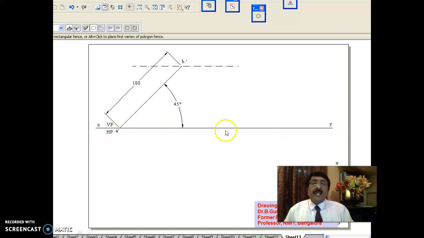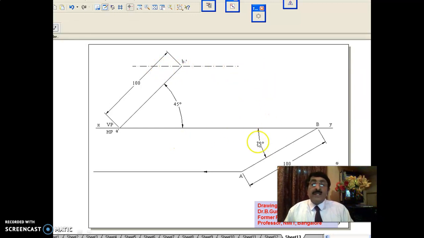Now write the XY line, VP and HP. Since A is on HP, take A dash on the XY line. Draw a line at 45 degrees to HP, since the line is inclined at 45 degrees to HP, and cut 100 mm here. Make the locus ready. Now the line is inclined at 30 degrees to VP and measures 100 mm. The true length is 100.